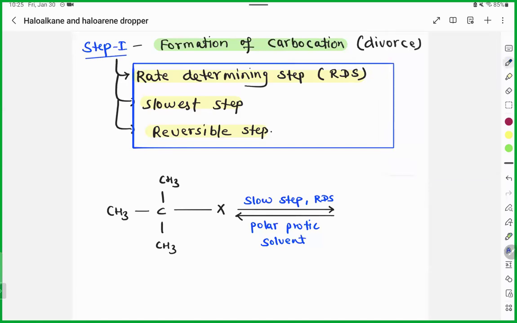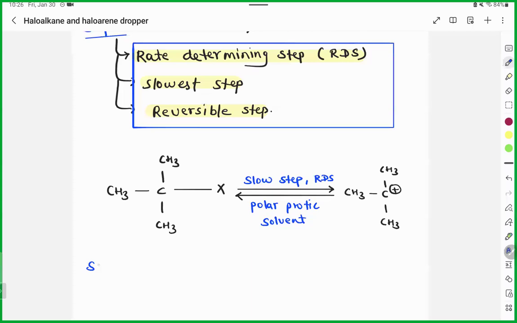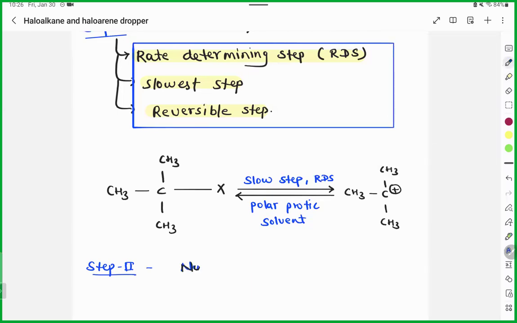So what happens after this? Carbocation will form. This step name is carbocation formation. And once the carbocation is formed, now this can react with anything. So that's why the second step is not important. The second step is very easy. Step two, nucleophile attack. So not so important. Why? Because now it is freely available to react with anything.